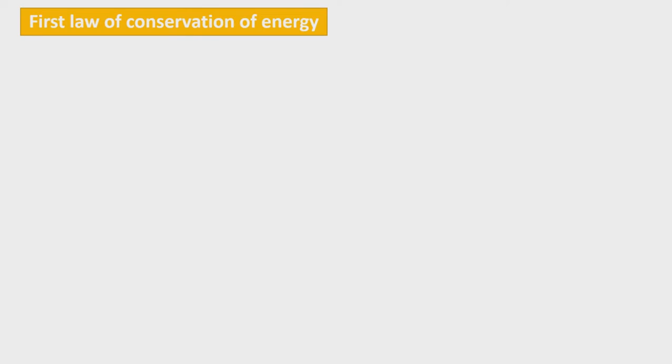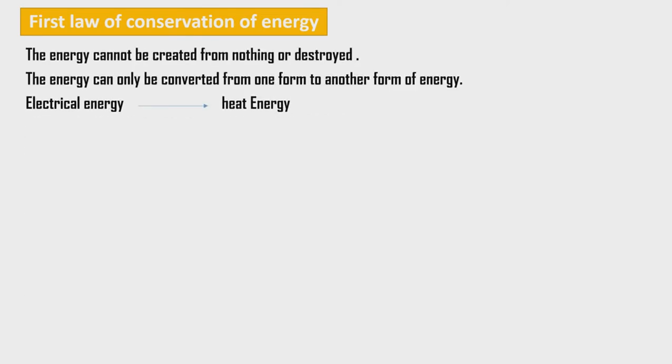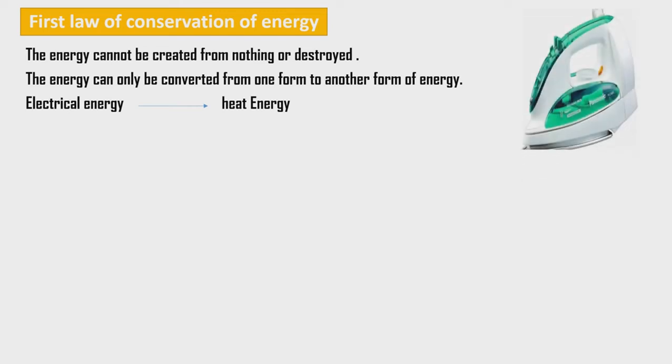The first law of conservation of energy says that energy cannot be destroyed. We cannot destroy energy. We cannot lose it forever and it cannot be created. But we can convert energy from one form to another form. For example, heat energy can be converted. Electrical energy can be converted into heat energy in an iron.